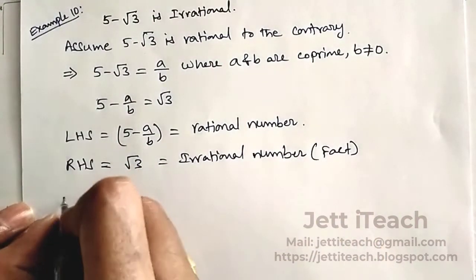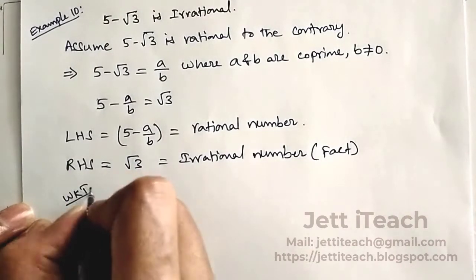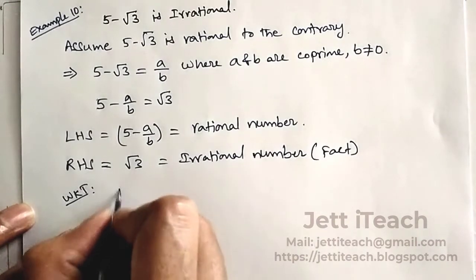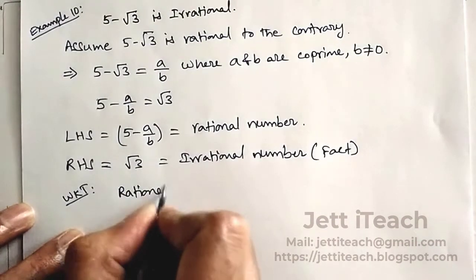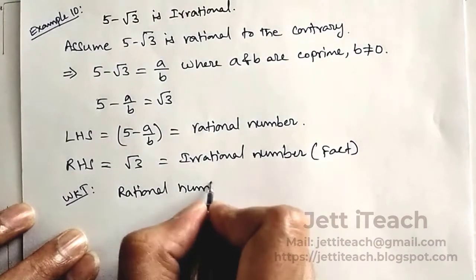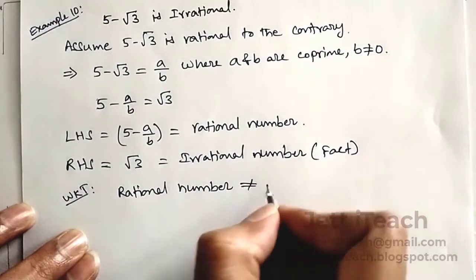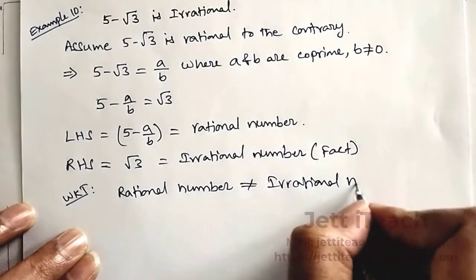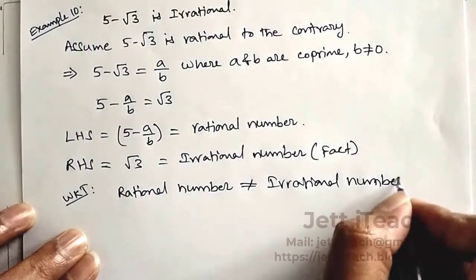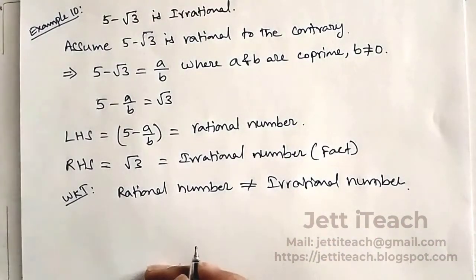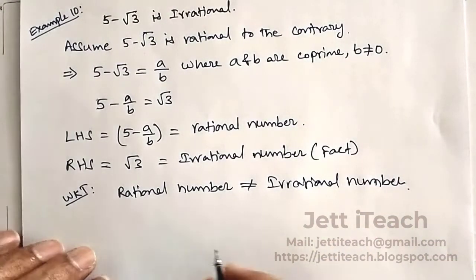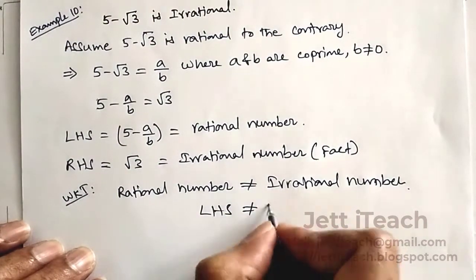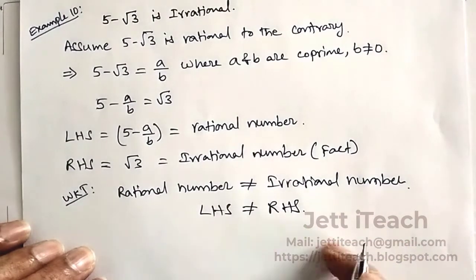We know that rational number not equal to irrational number. Okay, so LHS not equal to RHS.